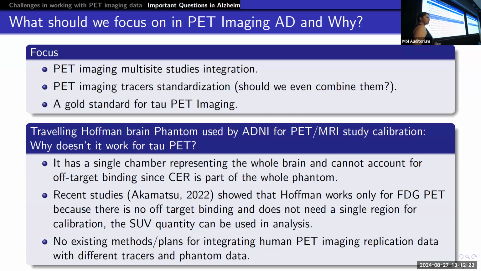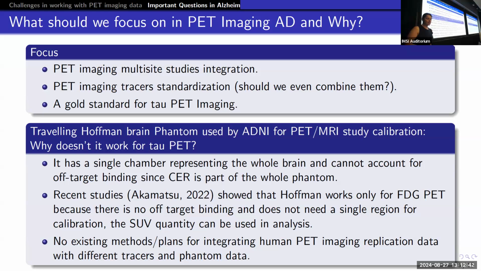Should we scan people at one site with one tracer, at another site with a different tracer? I don't know, maybe we shouldn't, but I think that's where we're going because of the push for these huge multi-site studies. And a gold standard for PET tau imaging doesn't exist.